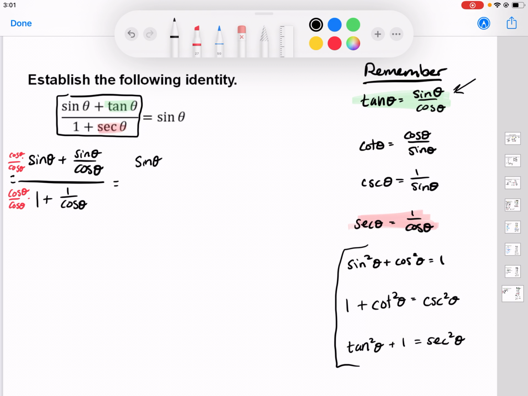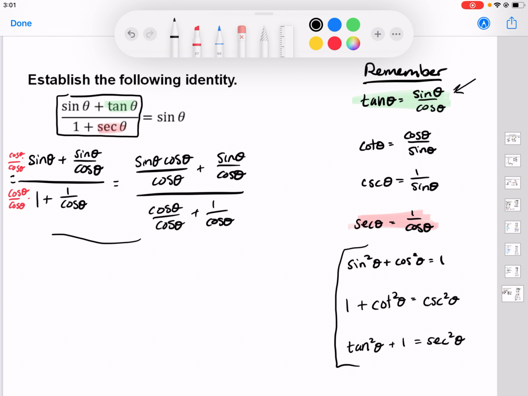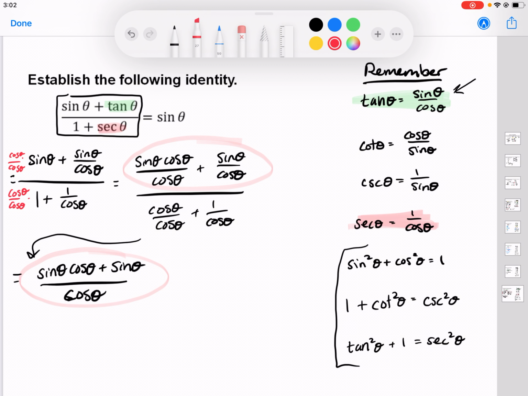So we got sine theta cosine of theta over cosine of theta plus sine of theta over cosine of theta. Wow, this is so cool. All of that over cosine of theta over cosine of theta plus 1 over cosine of theta. I know you love it. I love it too. Okay, now everything's over cosine, so I'm going to go ahead and say, well, this is sine of theta cosine of theta plus sine of theta over cosine of theta. So I've just added all of this together, right?